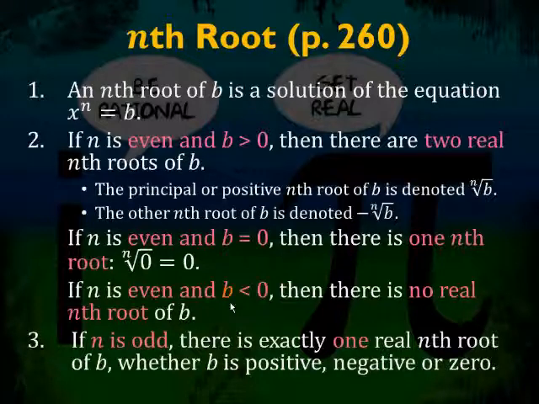Finally, if n is odd, for example, let's say x cubed equals 8, then there is exactly one real root of b, whether b is positive, negative, or 0. So x cubed equals 8, x has to equal 2. 2 is the only number where you cube it equals 8. If x to the third power is negative 8, then x is negative 2, the only possible answer. So this is probably more complicated than it really is if you just look at the math problems, but we'll see beginning now.